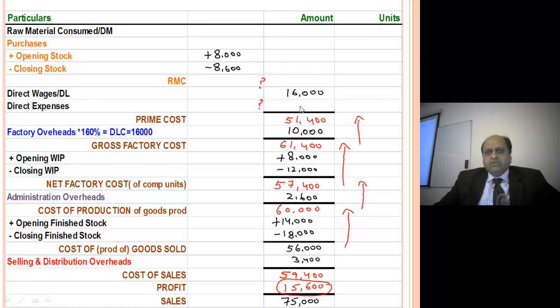So what I will do is I will assume the lesser important figure as 0, because most of the times direct expenses are not there, but raw material consumed will definitely be there. So I will assume the lesser important figure as 0, which is direct expenses in this case. So I have assumed direct expense to be 0. Now I can move from this to this place. I will get the raw material consumed. How much is it coming out to be?